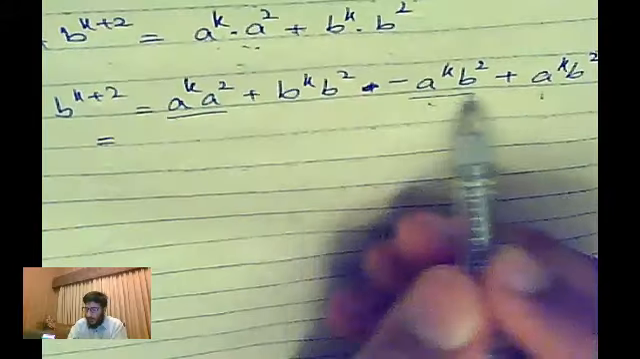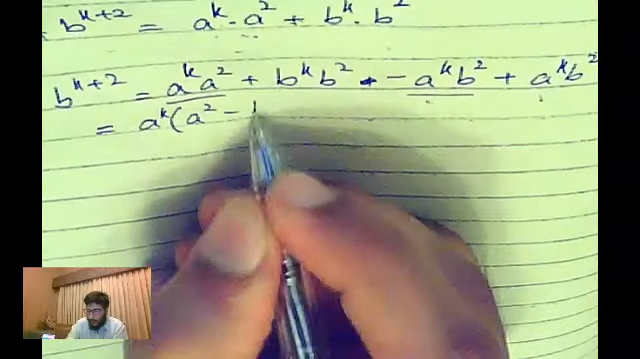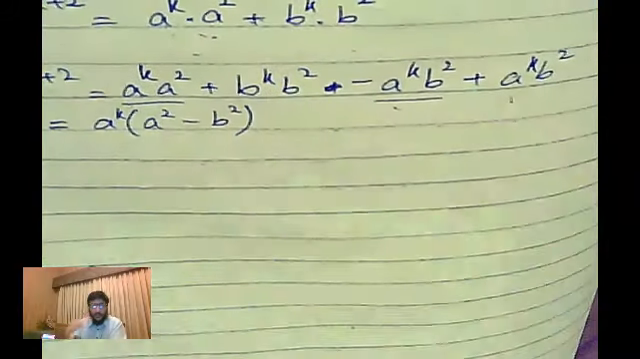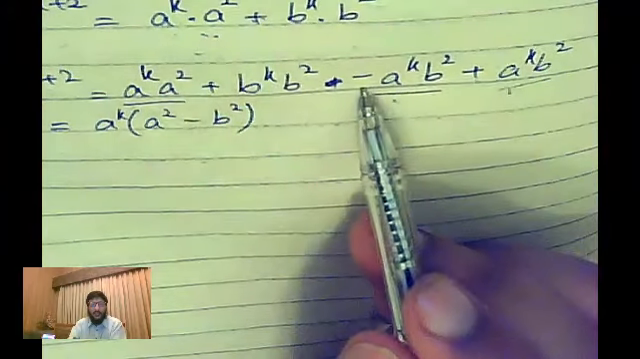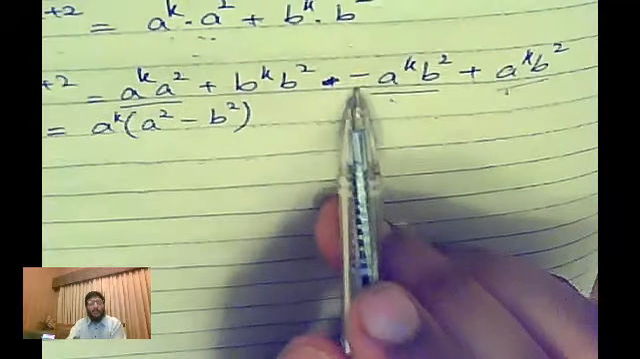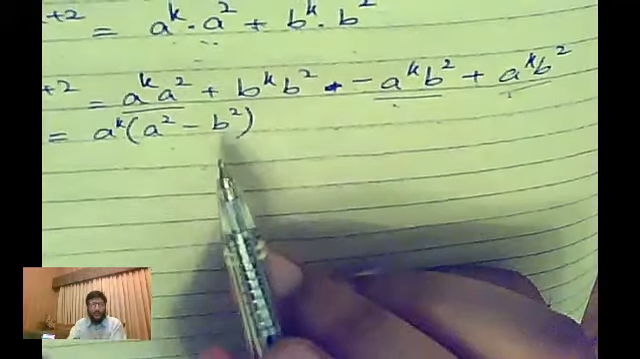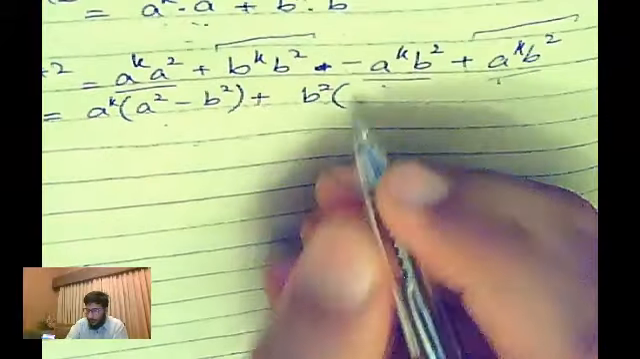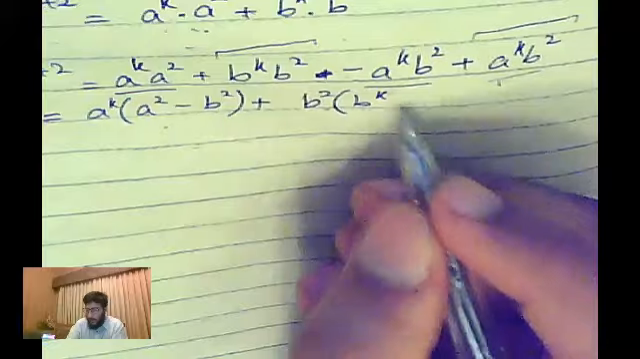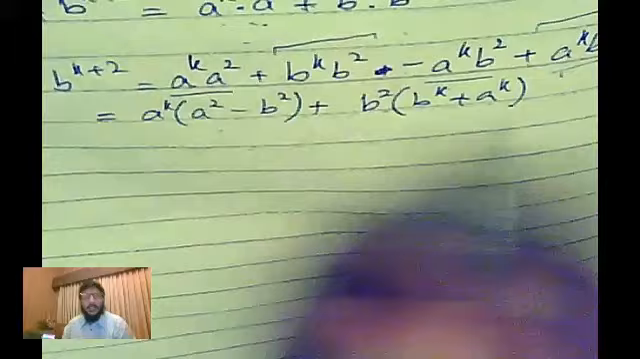From this and this, we take the number a power k common, a squared minus b squared. Now we can also take a power k common from this number, but we have to take it common from the number that has a minus sign, and you will know in a while why we are doing this. Plus, from this number and this number, we take b squared common. So we are left with b power k plus a power k. Now this is what we have.